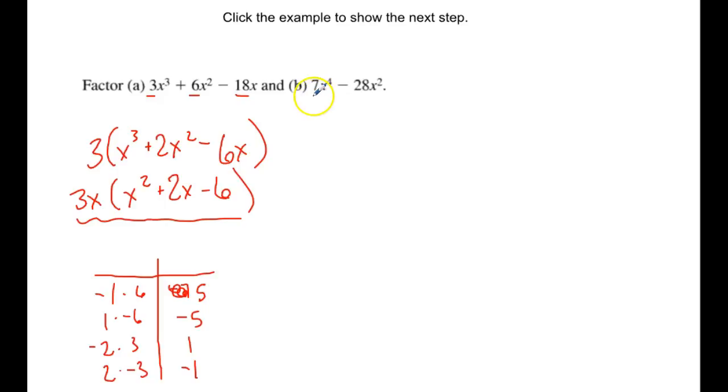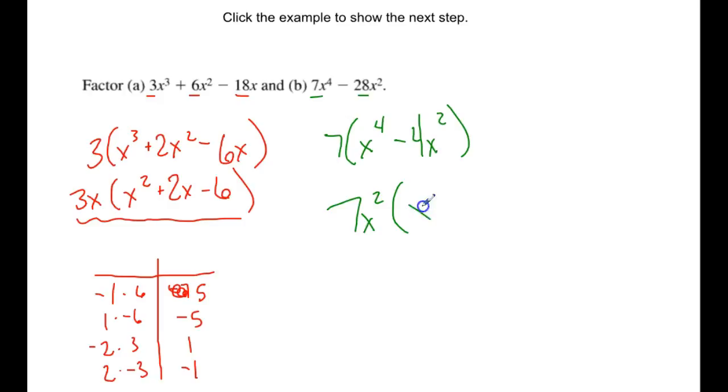Now let's look at B. Let's see if there's anything I can pull out first. I notice that each term is divisible by 7, so let's pull that 7 out. I'm left with 7 times the quantity x to the 4th minus 4x squared. Now I also notice I can pull out an x squared from each of these terms, right? Let me rewrite this. I end up with 7, and then I pull out my x squared. I'm left here with x squared minus 4.